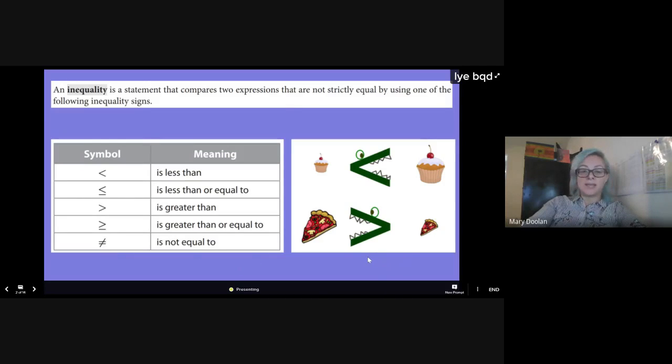The easiest way to help you remember this is the same thing you were taught in elementary school. Think about an alligator, and the alligator always wants to eat the bigger thing. So is greater than or is less than, as you're comparing, it's trying to eat the bigger number or the bigger value, or pizza or cupcake.